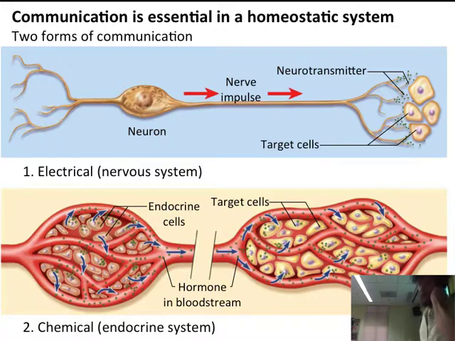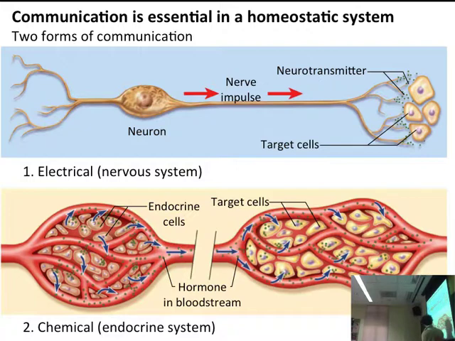All right. So communication is essential for this. And I said there were two types of control systems. What were they again? What were the two organ systems that control everything? Nervous system and the endocrine system, exactly. So the nervous system is the fast communication. This is electrical. We have a neuron that sends a nerve impulse to some sort of downstream effector.